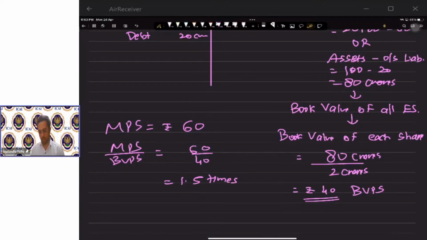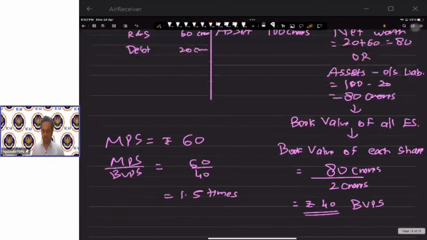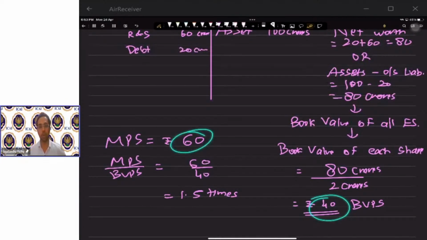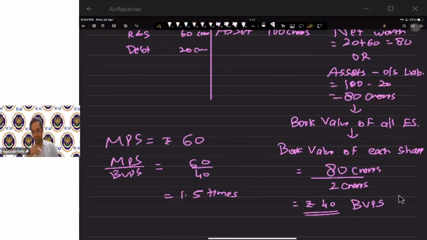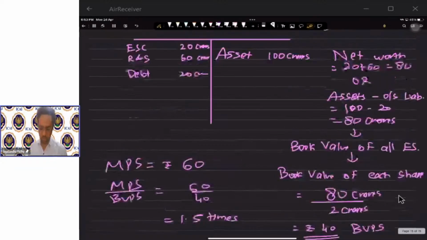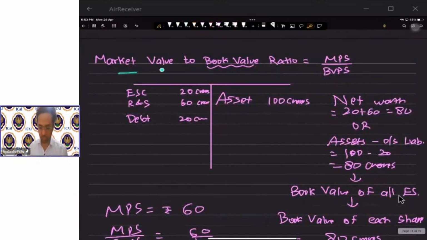And of course, when this ratio is higher, it means it enjoys a sort of greater confidence amongst equity shareholders, because equity shareholders are ready to pay a higher market price over and above what the book value of the share is, right? Perfect. So that's your ratio. The next ratio, which was market value to book value ratio.